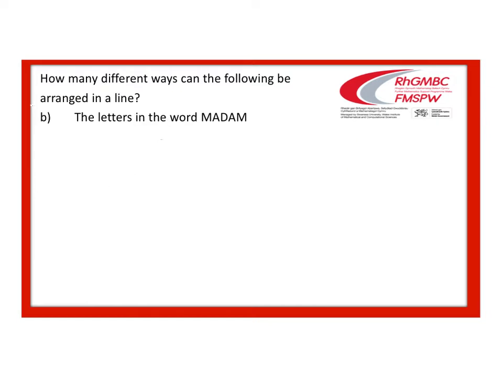Let's have a look at how that can apply in this example. The letters in the word madam, we want to rearrange these. Now you can see we've got 2 M's and 2 A's. This of course is a palindrome, another word that's the same backwards as it is forwards. That's neither here nor there, just a point of fact. But what we've got here are 2 repeated letters. So 5 letters.